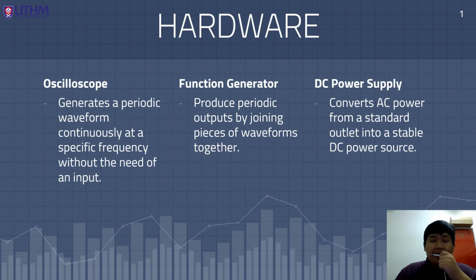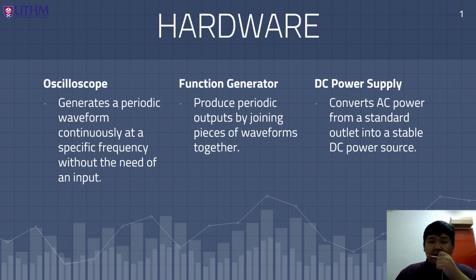Good morning, doctor. My name is Frederick Ting. So now I will continue with the part of the hardware that we use in the experiment. The first is the oscilloscope, which is used to generate a periodic waveform continuously at a specific frequency without the need of an input. And the next is the function generator, which is used to produce periodic outputs by joining pieces of waveforms together.